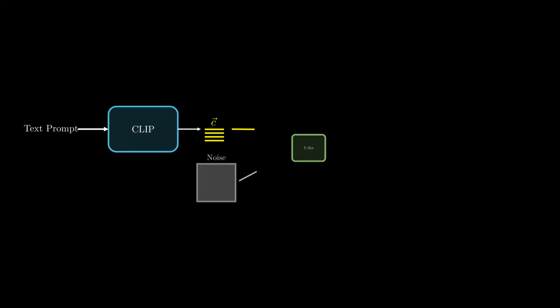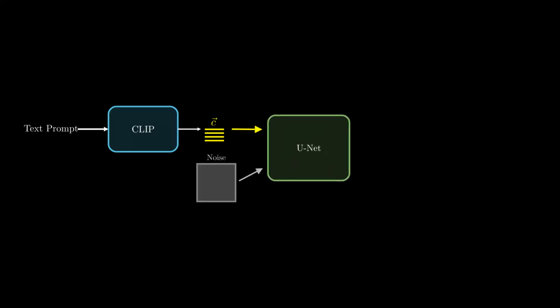Let's zoom out and look at the entire architecture we've built, summarizing the journey from words to pixels. It all begins with your text prompt. This text is fed into the text encoder, like CLIP or T5. The encoder translates your words into embeddings, a mathematical representation of your concept. Separately, we start with a canvas of pure random noise. The UNet takes both, the noise as its raw material and the text embeddings as its blueprint.